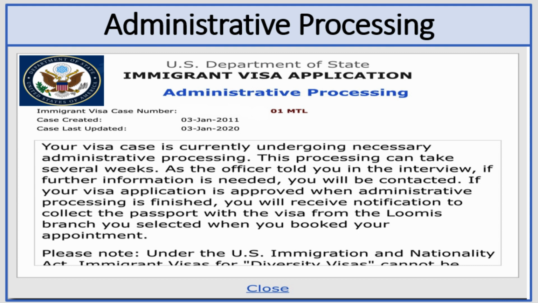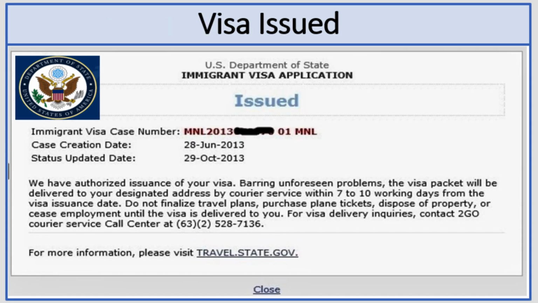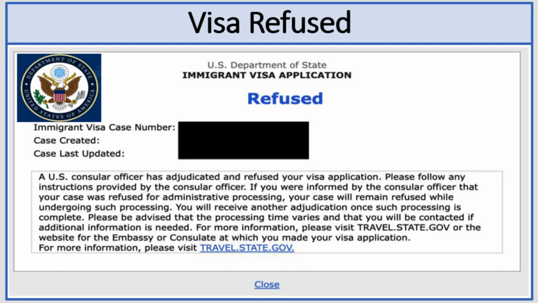What does it mean? The officer needs more time to study your case and see what's going on. It's going to take a couple of weeks to a couple of months, and then they will issue a visa or refuse it again. If they issue the visa, your visa packet will be delivered to your designated address within 7 to 10 working days. If it's refused, at this point it's very complicated, because if they study your case and see that you are not eligible for the visa, it will be refused.